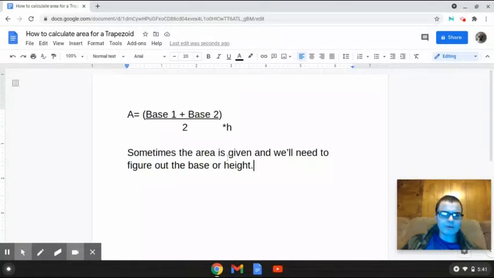Alright, so the way that we're going to be calculating the area for a trapezoid is by first adding up base 1 plus base 2, and then dividing that answer by 2. Then we're going to multiply that answer times the height. Now sometimes the area is given, and we'll need to figure out the base or the height. So let's try a few problems together.